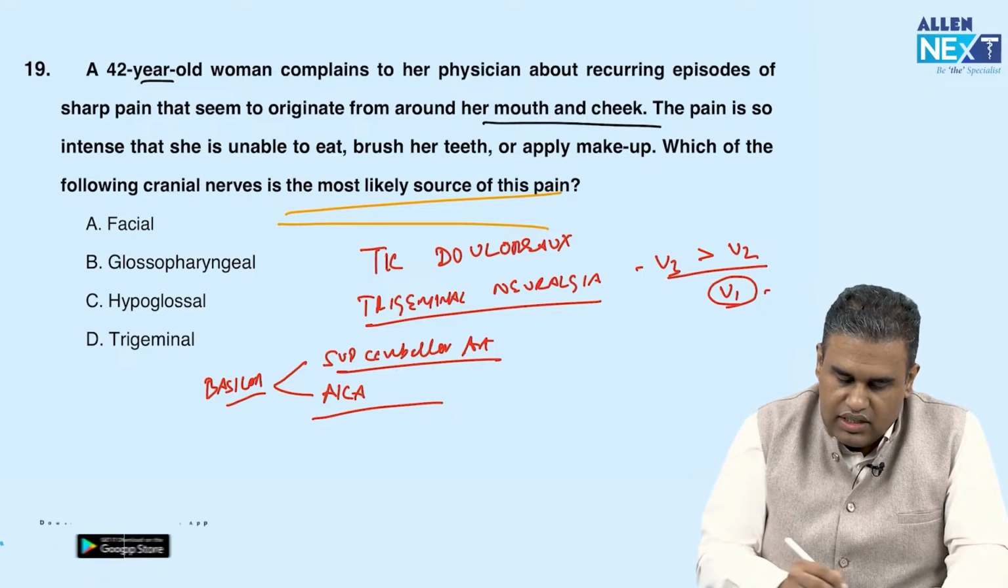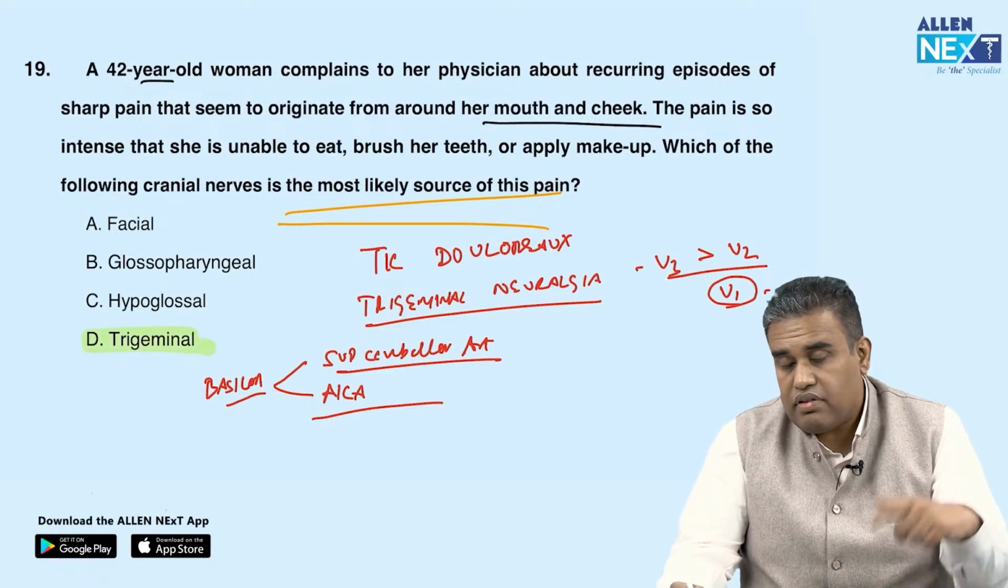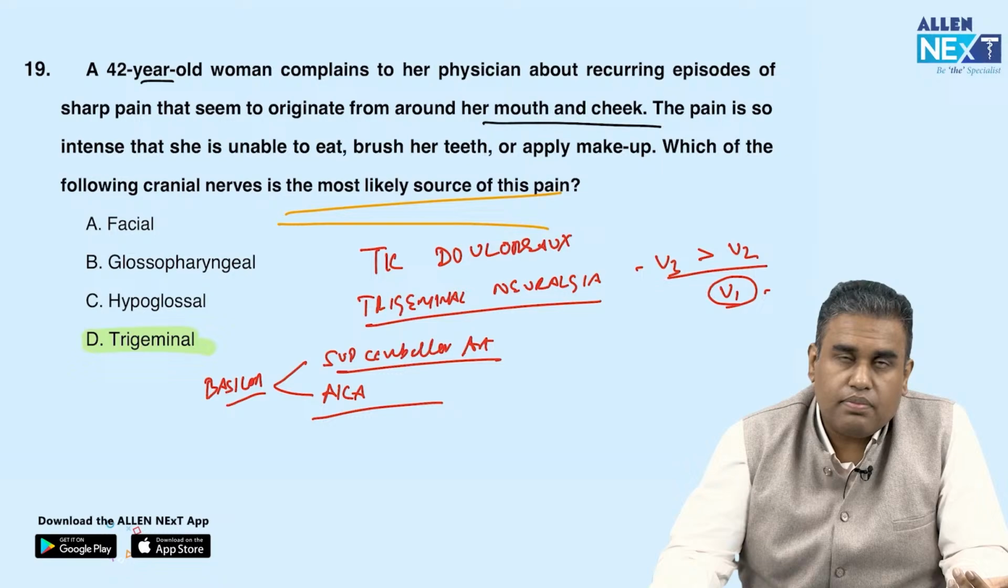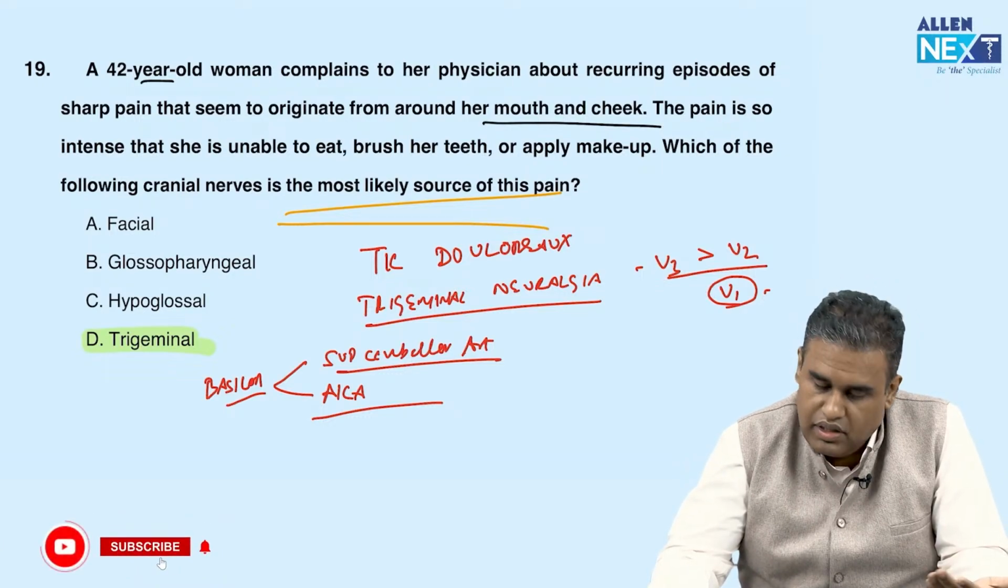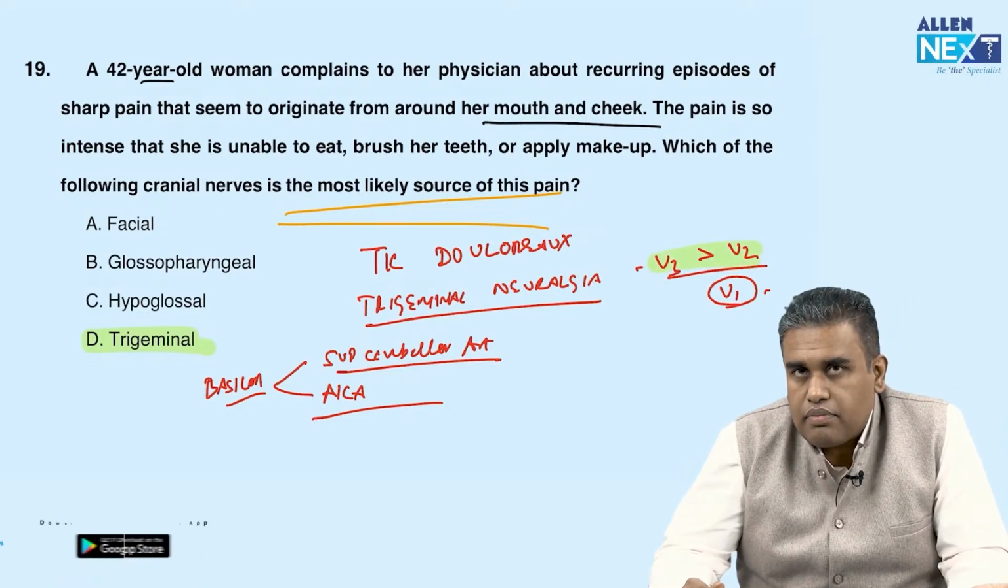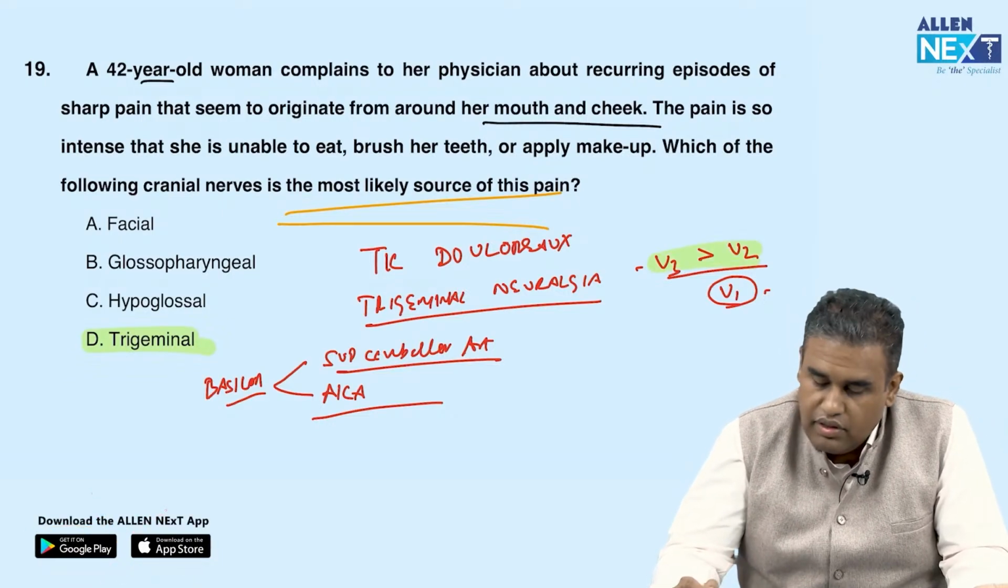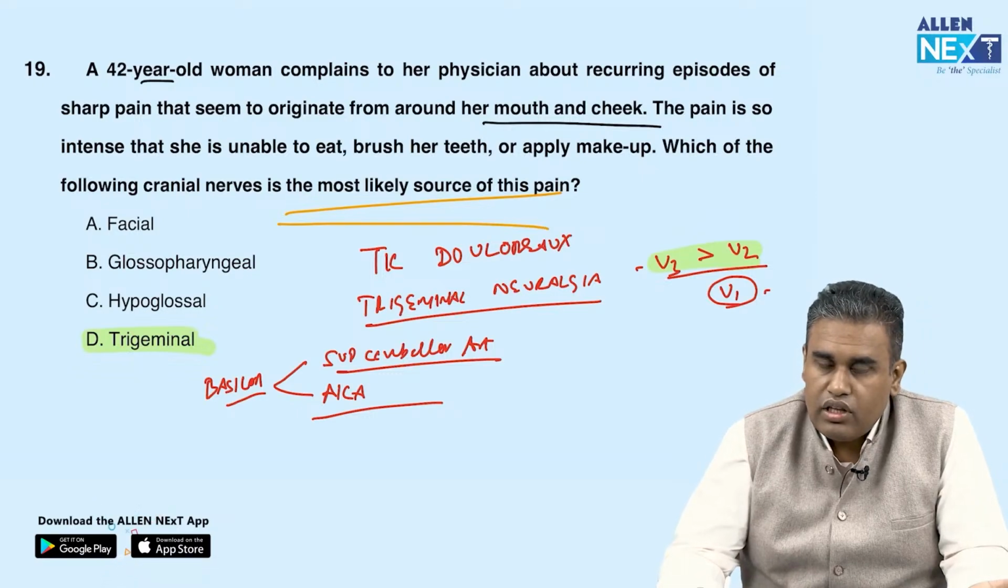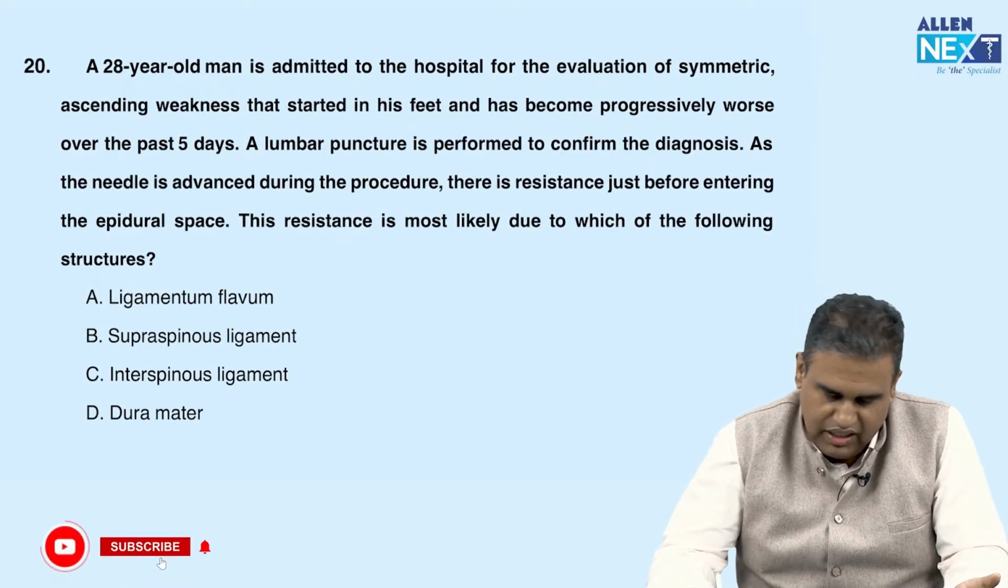The case is trigeminal neuralgia. See the previous question also, shingles. See the sensory supply of the face, 5th cranial nerve. Here also. So this trigeminal neuralgia is basically seen in V3 and V2, least in V1, very rarely with V1 involvement. V3 and V2 are commonly involved. Okay, let's see one more.